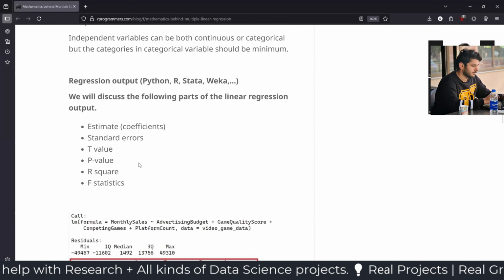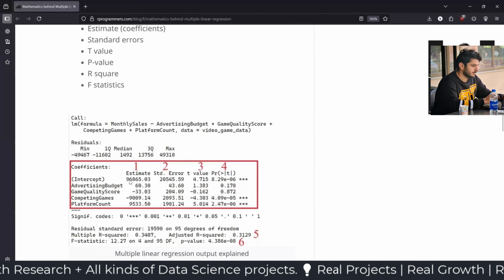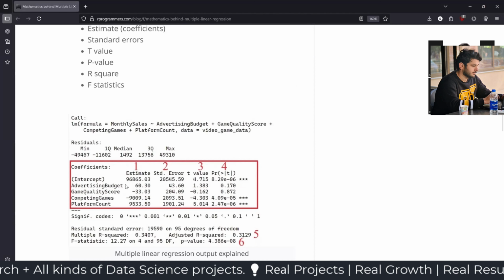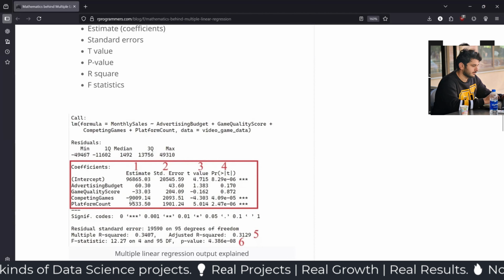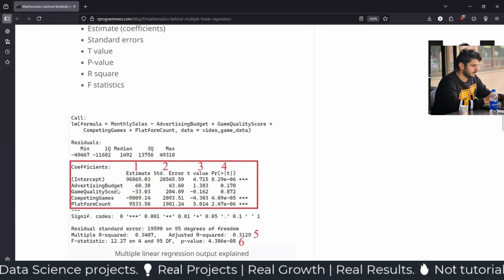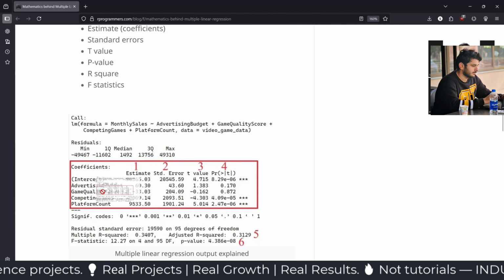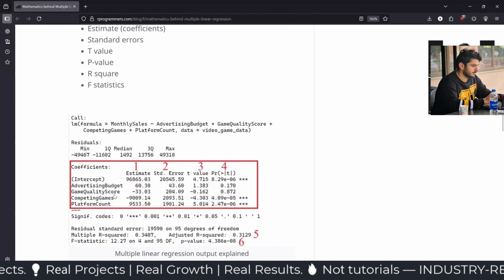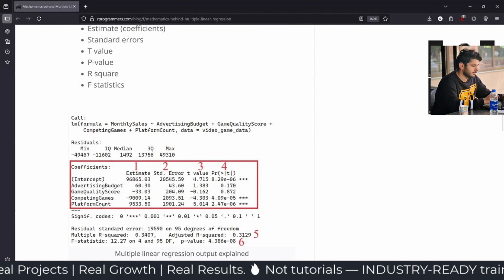Beta naught is basically the intercept. So this particular value is beta naught. This is beta 1, this is beta 2, beta 3, and beta 4. X1 is advertising budget, game quality score is x2, and then x3 and x4.